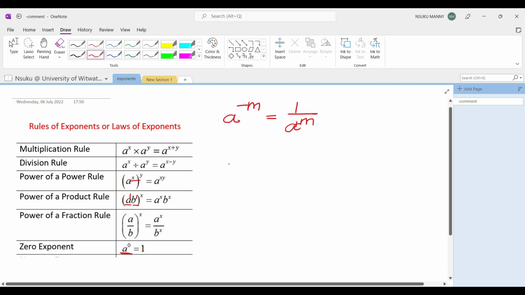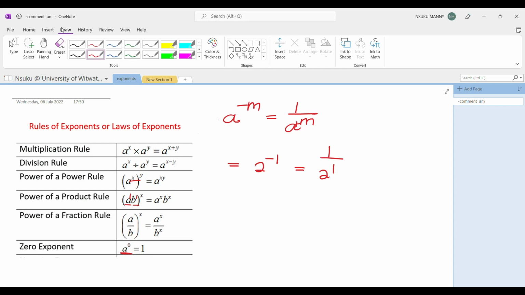In other words, if we had something like 2 to the power of negative 1, that value would always be 1 over 2 to the power of 1, right? So this is one of the laws of exponents that's really not on this page, but I want us to cover it before we move on to this one so that we understand how that one works. So keep that law in mind.